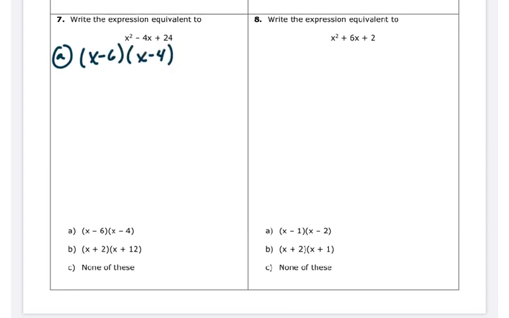I'm going to double distribute. Give the x here, that makes x squared. Give the x here, that makes minus 4x. Negative 6x. Positive 24. Combine like terms.